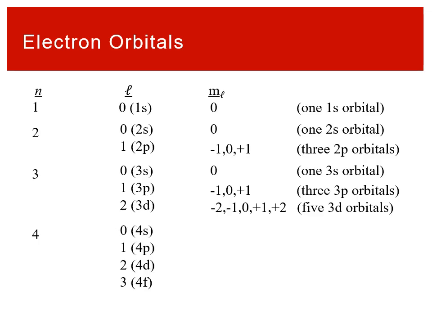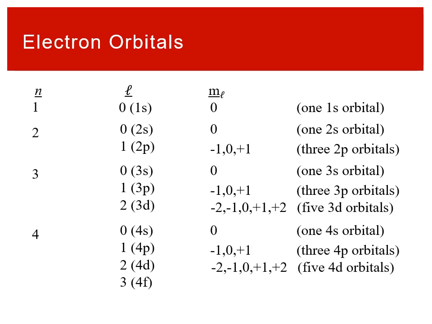If we go to n equals 4, we now have 4 possible values of L, 0, 1, 2, 3: the 4s, 4p, 4d, 4f. Just like we saw previously, the same restrictions apply because it's all just based off the letter. We get 1 4s orbital, 3 4p orbitals, 5 4d orbitals, and then 7 4f orbitals. So one of the things you can see is this is going up by odd numbers, 1, 3, 5, 7. The next one is 9, then 11, then 13.